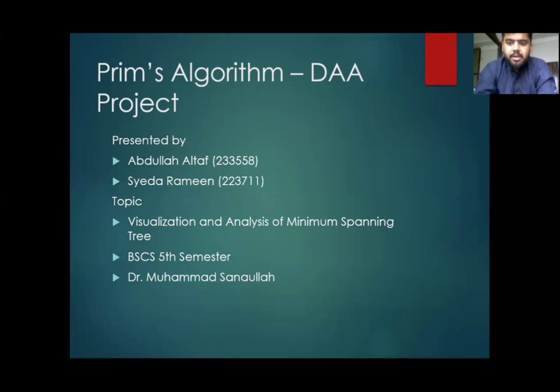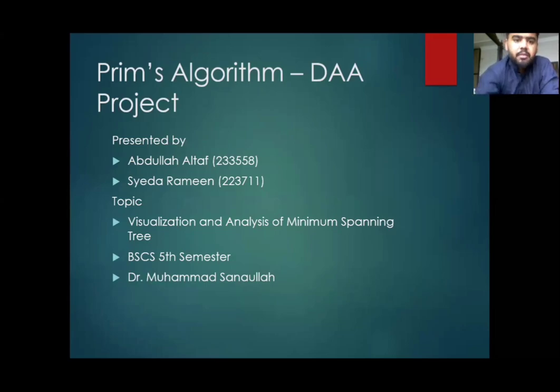My name is Abdullah Altaf. My roll number is U level 3 level 58, and I'm a student of computer sciences fifth semester. Today I'll be presenting my design and analysis of algorithm semester project on Prim's algorithm for minimum spanning tree, including its design, analysis, and visualization.